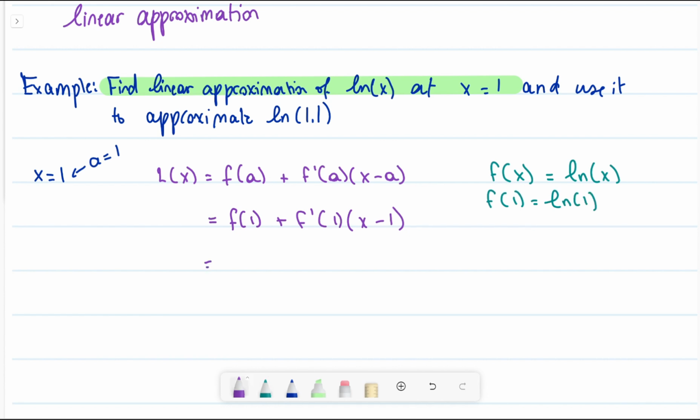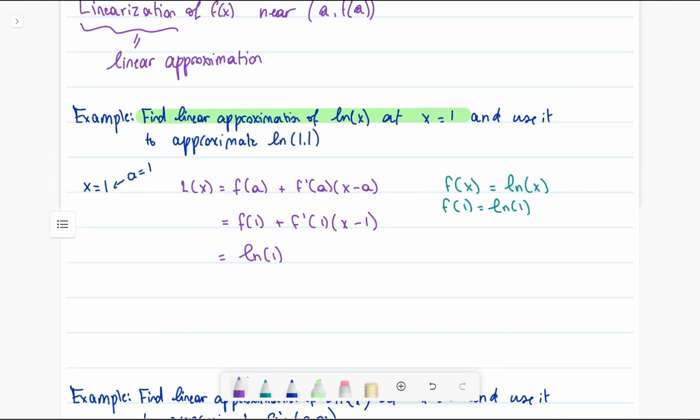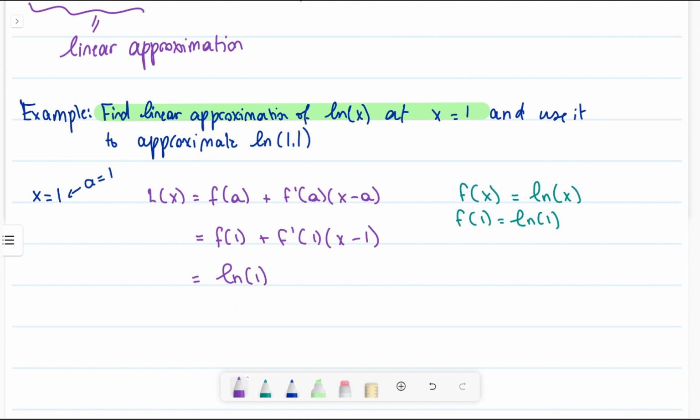So I can plug this in here, so I get ln of 1 here. And for f prime of 1, let's find this. Since f of x equals ln of x, the derivative of ln of x is 1 over x. Now let's evaluate the derivative at 1. So instead of the x, I can write 1. So this is 1 over 1, which is equal to 1.